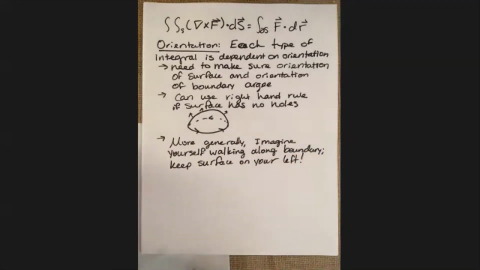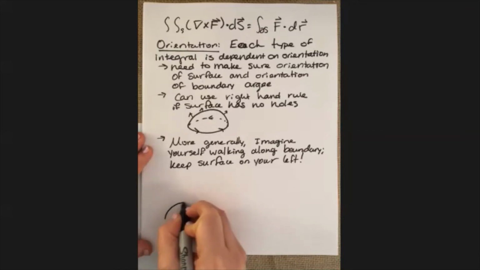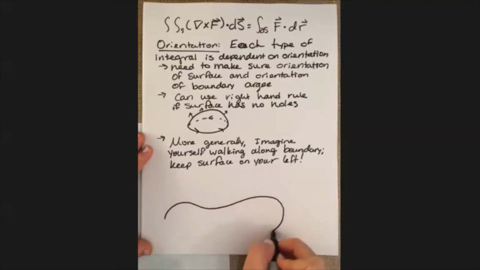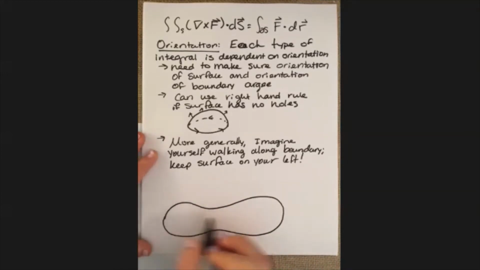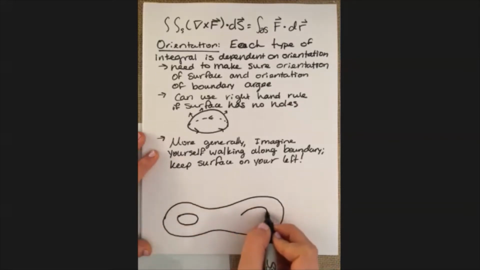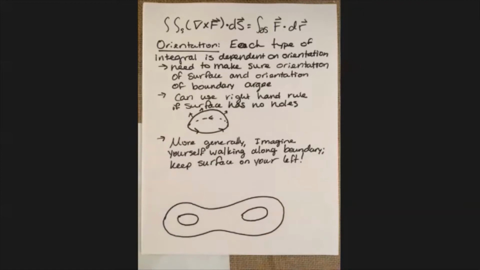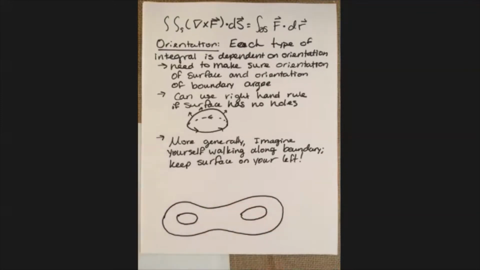Okay, so what does that mean? Let's draw a sample here. This is kind of a popular example. We have this double torus, which is something that's got two holes in it, okay? And this guy out here, that's your boundary. And then you have these boundaries that are on the holes as well.